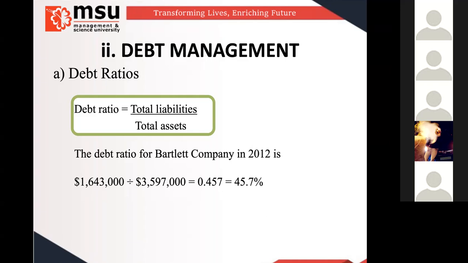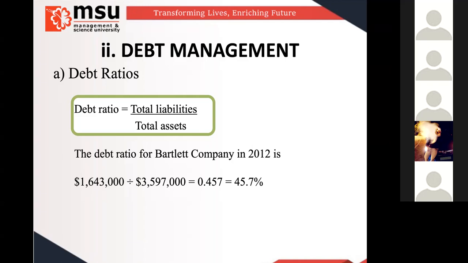If that level is more than 50, it shows that the company incurs a lot of debt. For Bullet company, it is 45.7. So it's still good because it has not reached 50%. But how do we compare with other companies?